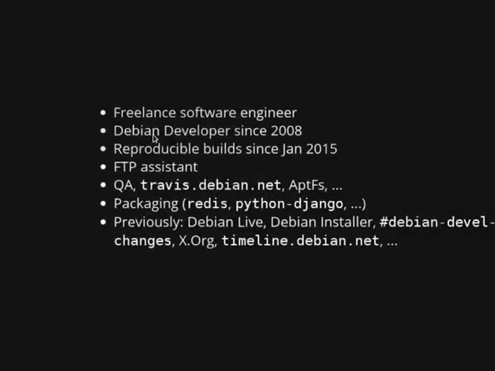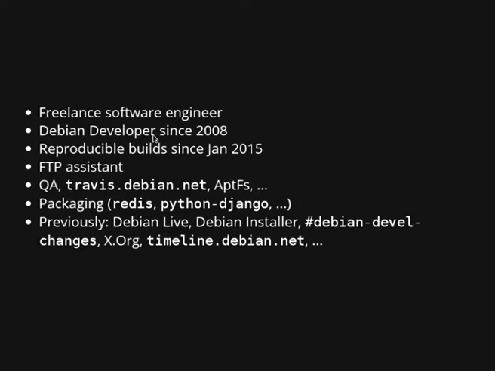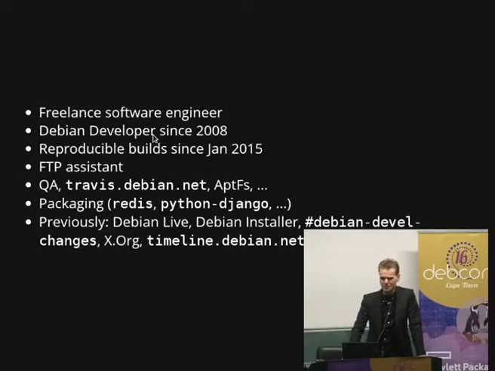Okay. So, if people don't know anything about me, I'm a freelance engineer, DD since 2008, first bit of code in Etch, I think. Joined Reproducible Builds in January 2015 after I found it a little offensive that a package I was building just didn't have the same MD5 when I rebuilt it. It was just awful. FTP assistant for the second time. I do QA, I run a few services, Travis, and do the regular packaging. Previously did Debian Live work, DI work, that IRC bot that's a bit annoying, packages.org, timeline, et cetera. So just a bit about me.